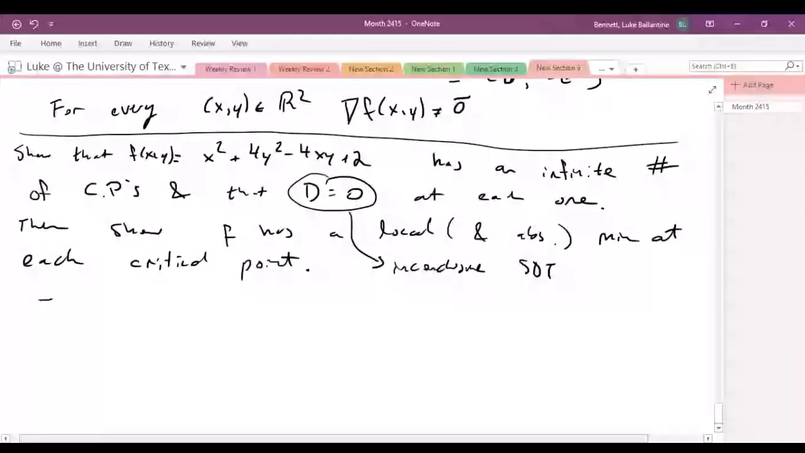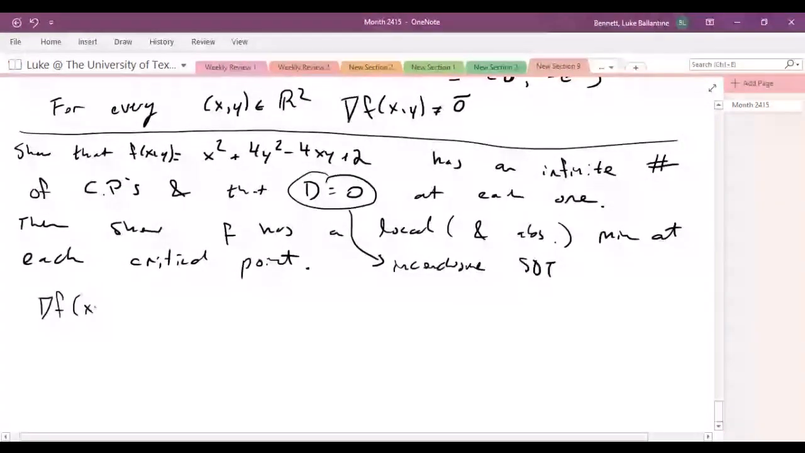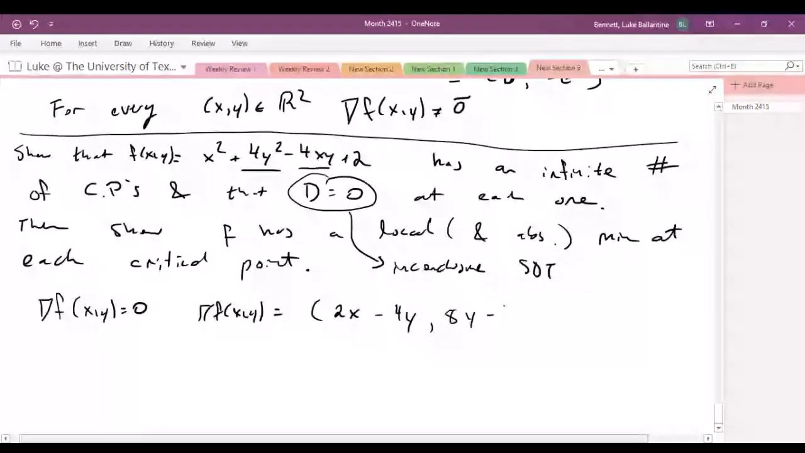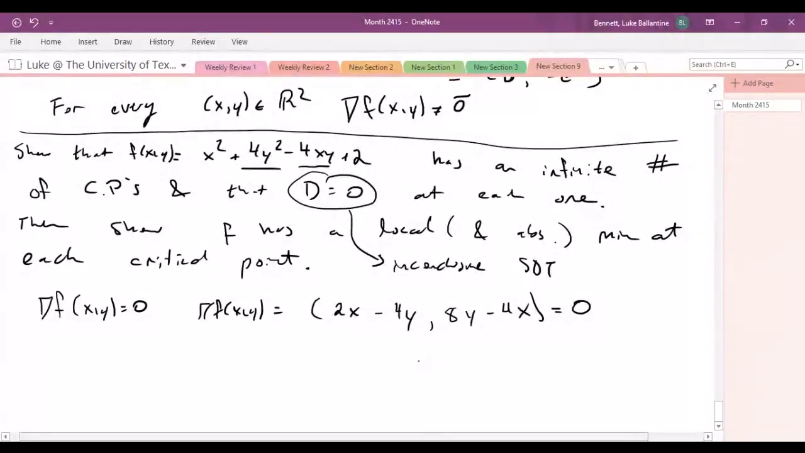Okay, so we set the gradient of f equal to 0 to find the critical points. Let's calculate the gradient of f at x, y. We have 2x, and 2 is a constant in x, so it goes to 0. The derivative of this with respect to x gives 2x minus 4y. With respect to y, this would be 8y minus 4x. This equals 0 exactly when 2x minus 4y equals 0, and 8y minus 4x equals 0.